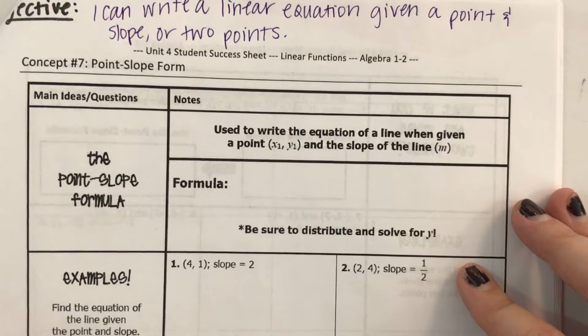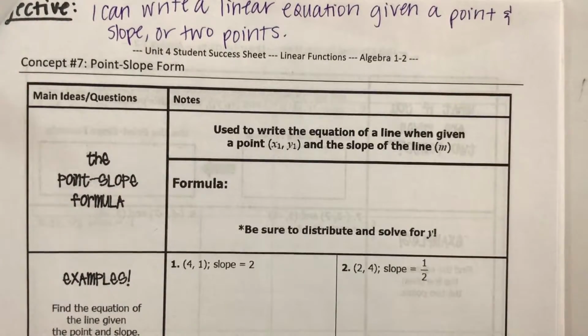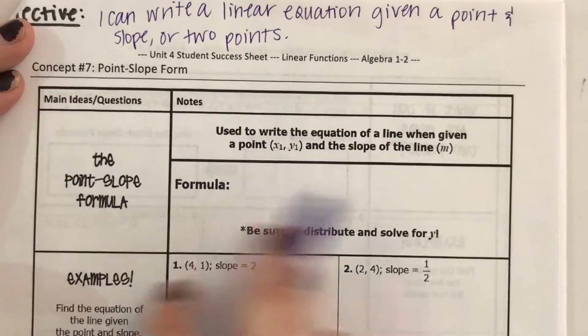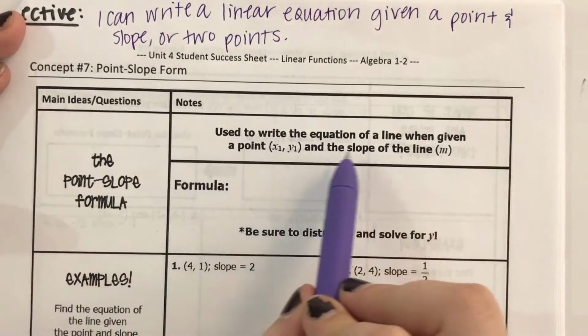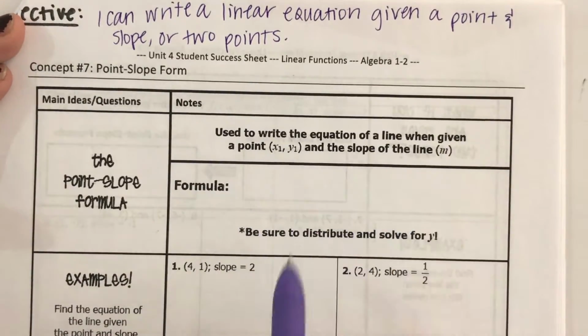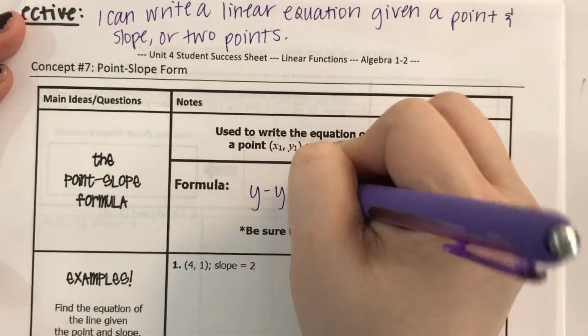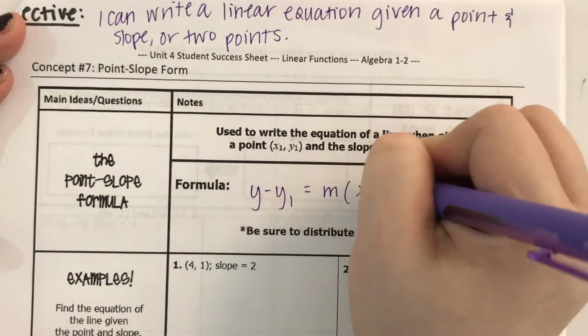So far we've learned about slope-intercept form, which is really the equation of a line we want to get to. But sometimes we are given a point and a slope and we don't know what to do with it. Well, that's where the point-slope formula comes in, because we want to find the equation of a line through this point, with this slope. So here's how we do it. We're going to figure out how to write an equation of a line when given a point and the slope. So here's the equation. The formula is y minus y1 equals m times x minus x1.